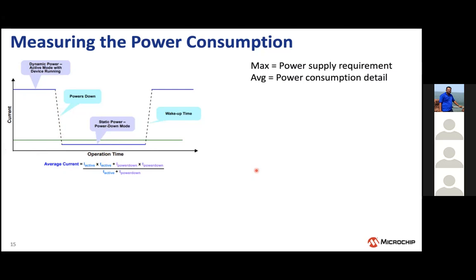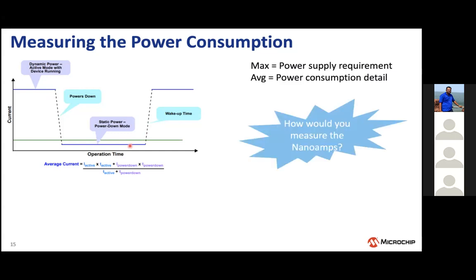Now, it's very easy to measure the current when the device is active, in the dynamic power mode, because you could just use a multimeter or an ammeter or some high end equipment to read that. But how are you going to measure the static power? The problem is that this is going to be in nanoamps. When the system is in sleep, by and large, it's going to be in microamps or nanoamps. So any techniques that you follow, or any answers, how would you measure nanoamps in the system design? Any quick answers?